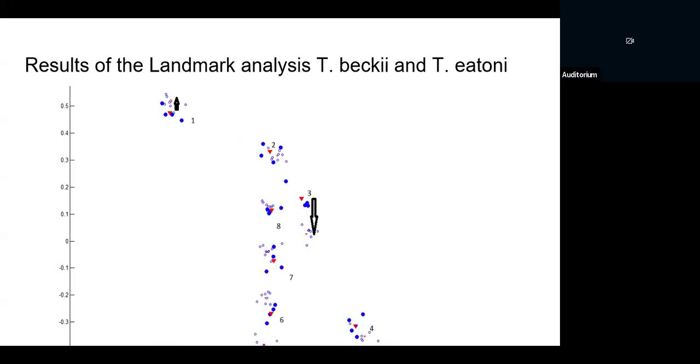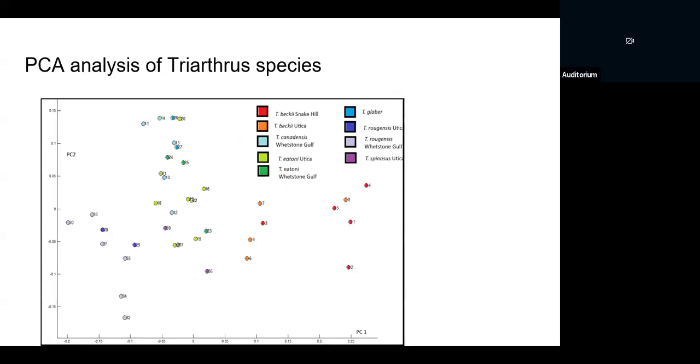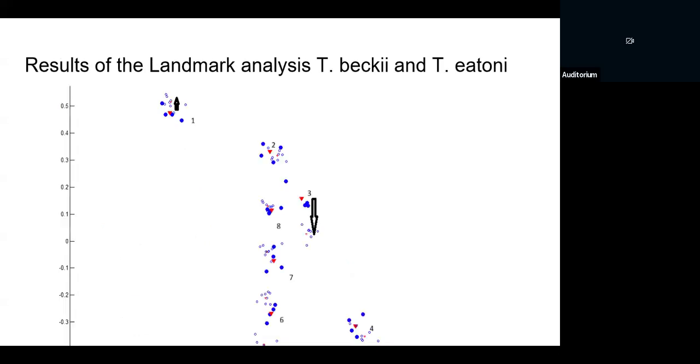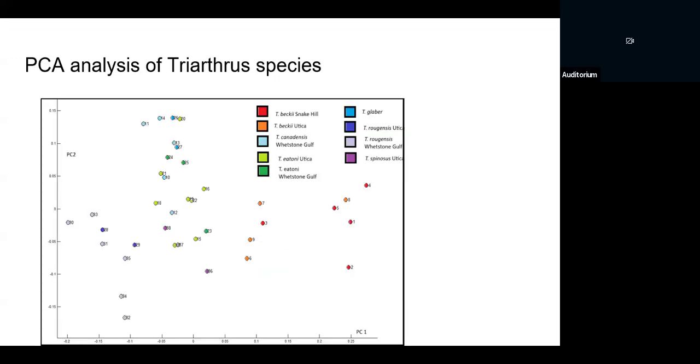I like using vectors to show that. For some of you that are familiar with multivariate statistics, this is a PCA analysis. You take all the landmarks and put it into another program. It generates a PCA. And I know it's really hard to see this, so I'll break it down. What the PCA is showing is the older species. Whoops, I need to go back.